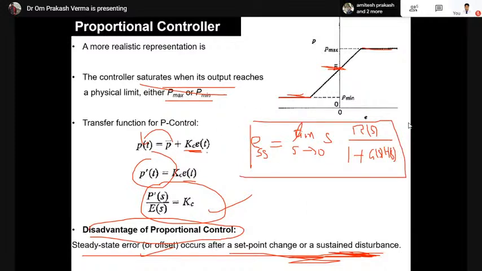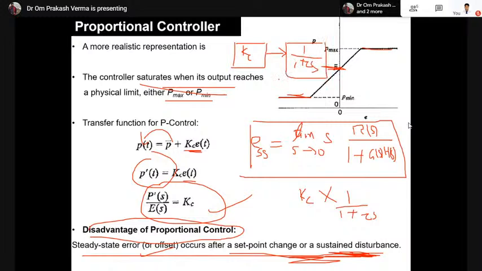Let's say the proportional controller Kc is used for the first order system. First order system, I think you are able to understand what I am saying. If not, please let me know what you are not understanding. Let's say this is the first order system, and this is the proportional controller, and we have applied some feedback. Let's say we have supplied a step input, 1 upon s.